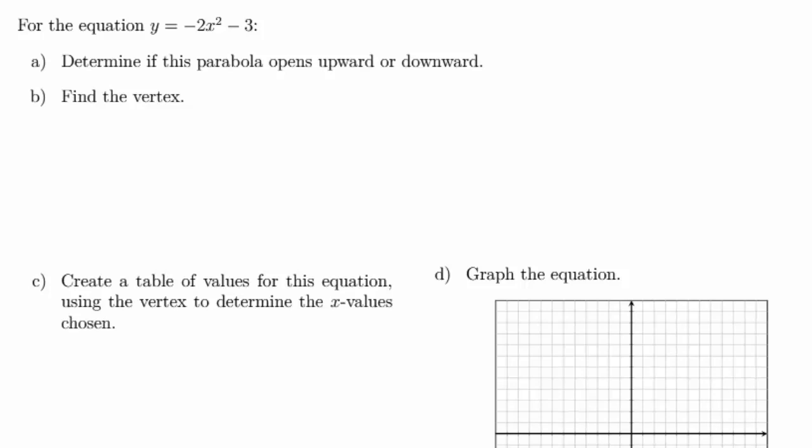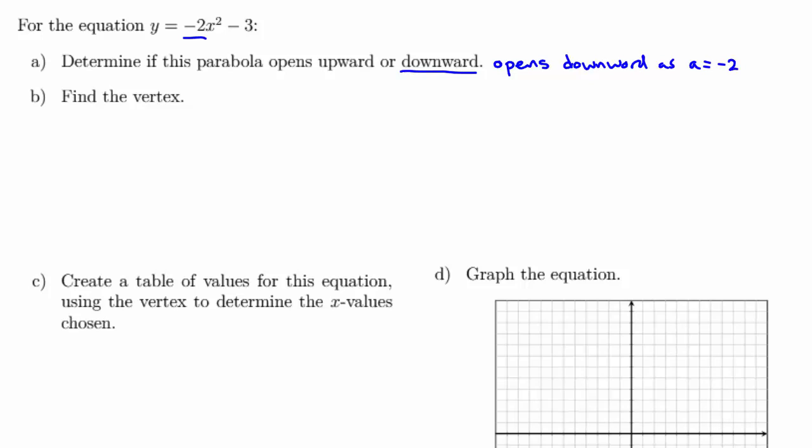So to start, let's determine if this parabola opens upward or downward. We know that the coefficient on x squared is a negative 2, and that's going to tell us that this parabola opens downward. So we know that it opens downward as a equals negative 2, and that coefficient on x squared is most commonly referred to as a.